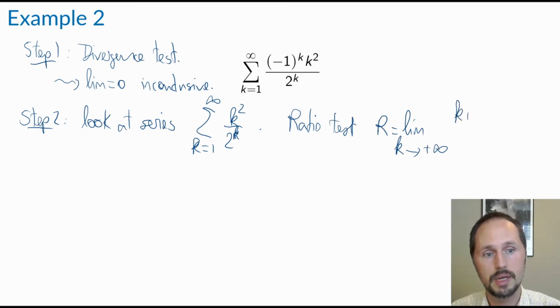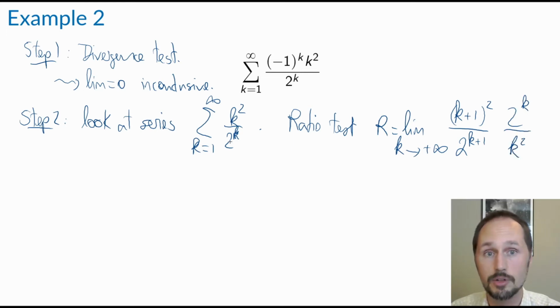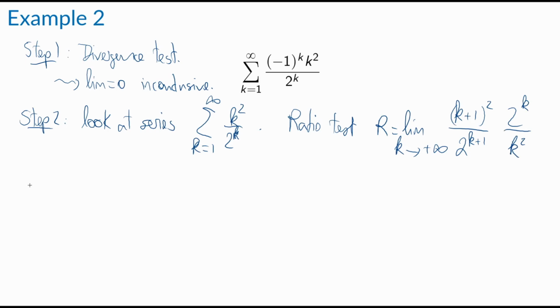So that's going to be (k+1) squared divided by 2 to the k+1. Right? That's the (k+1)th term in that series. And then we're going to get 2 to the k over k squared as we multiply by the reciprocal of the kth term of our series. Okay, so now let's calculate this limit.